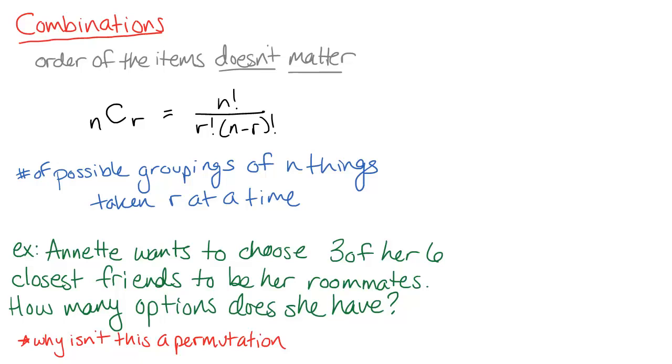A related method of counting is called combinations. You'll notice that the notation here looks similar. It's got the n and the r, but instead of a P for permutation, we're using a C for combination. The difference between permutations and combinations is that permutations are orderings. We're putting something in a particular order, whereas in combinations, the order of the items doesn't matter. So I like to think of these as groupings. So we're taking a group of n things taken r at a time.